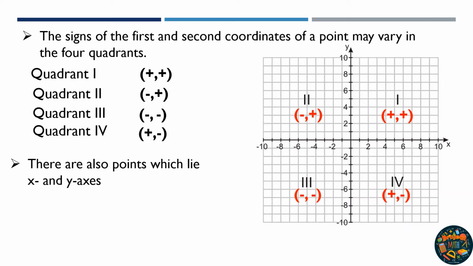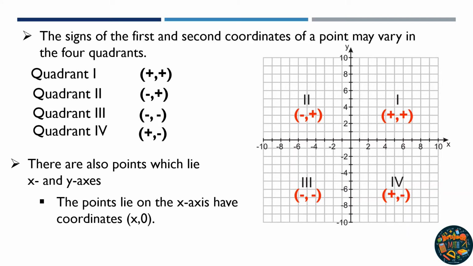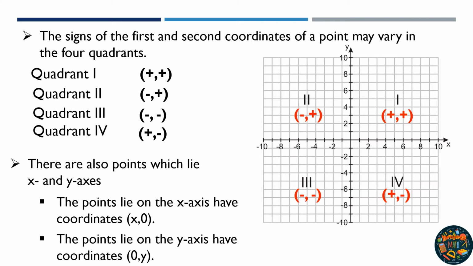There are also points which lie on x and y axis. The points that lie on the x-axis have coordinates (x, 0). So, kung ang point ay nasa x-axis, ang value ng y-coordinate niya ay 0. The points that lie on the y-axis have coordinates (0, y). Ang 0 naman ngayon ay yung x. Ibig sabihin, kung ang point ay nasa y-axis, ang value ng x ay 0.